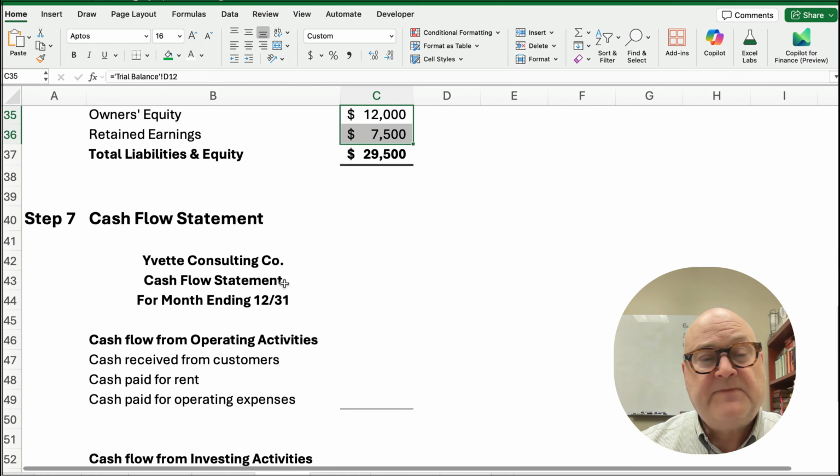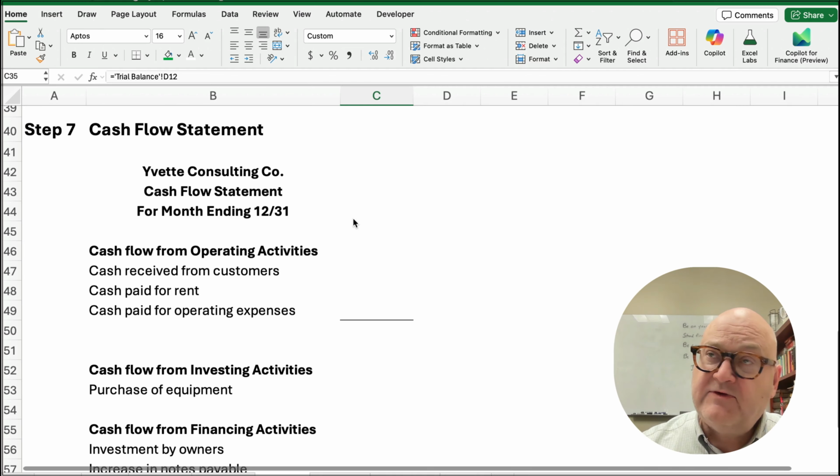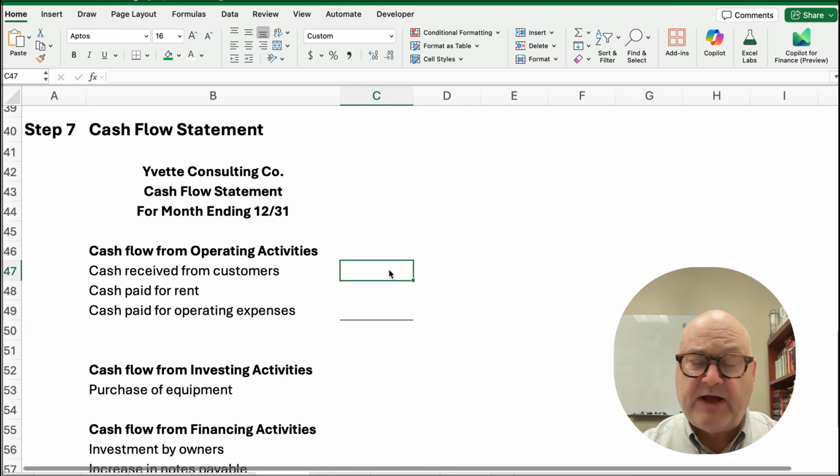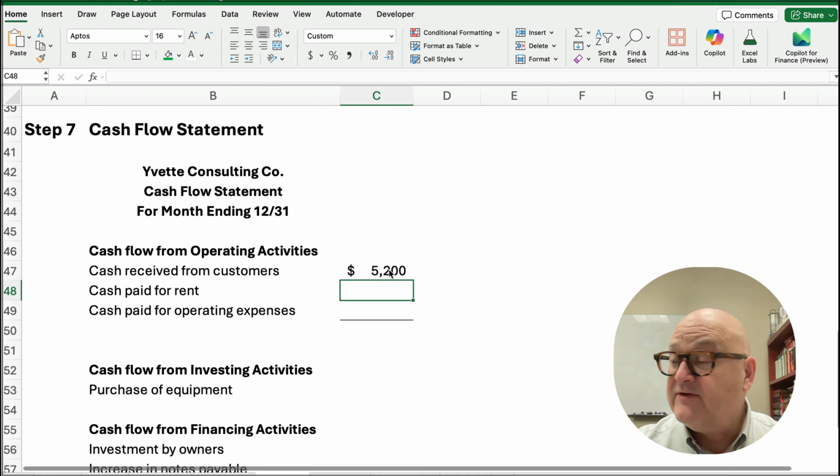All right, our last one is our cash flow statement. Now, cash flow statement is going to say how much did cash increase or decrease during the period. Now, I'm just going to have to kind of work through this one. That's a little bit different when we do the cash flow statement. So what is the cash received from customers? We had two transactions. One was on account. We sent them an invoice. The other one was a cash transaction.